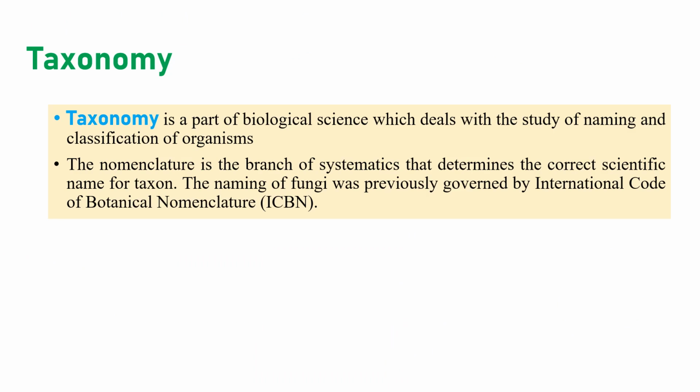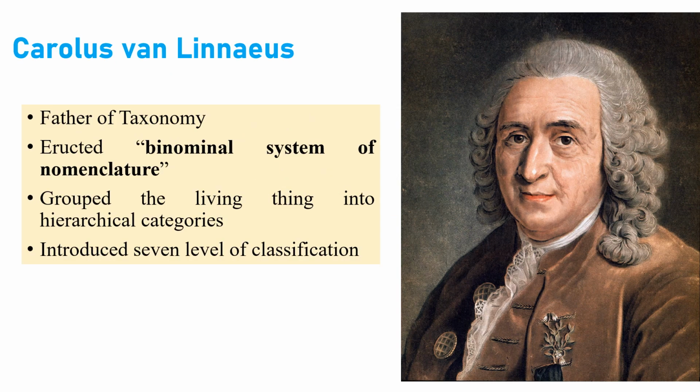Now we'll start with taxonomy. Since we already discussed, this is a biological science which mainly deals with the naming and classification of organisms. So now we will see, let's start with Carolus Linnaeus. Before going, what are the different kinds of governing bodies that regulate this classification?